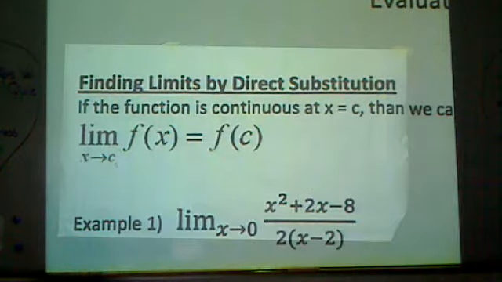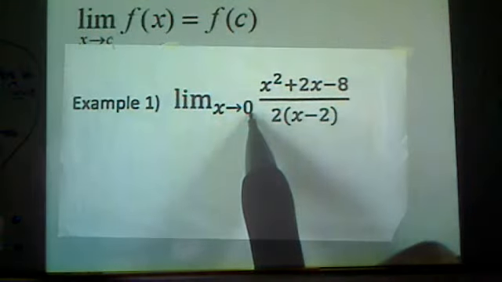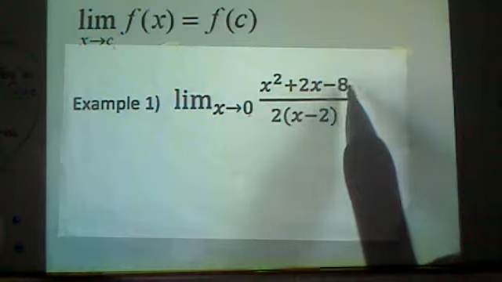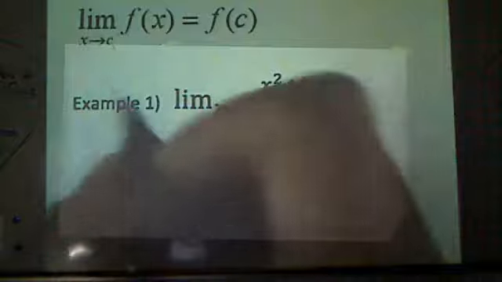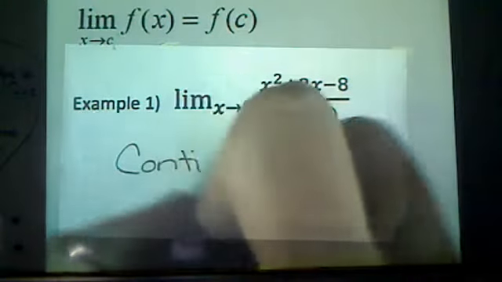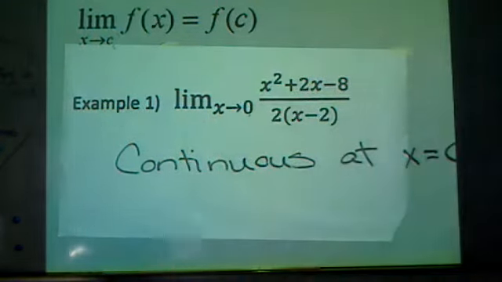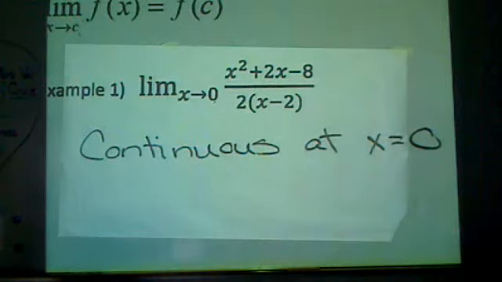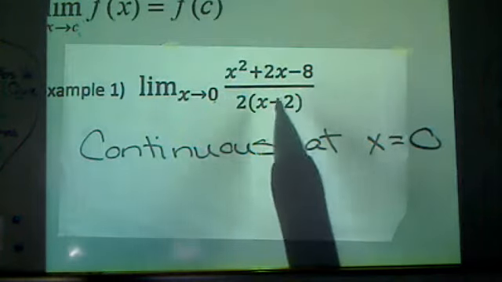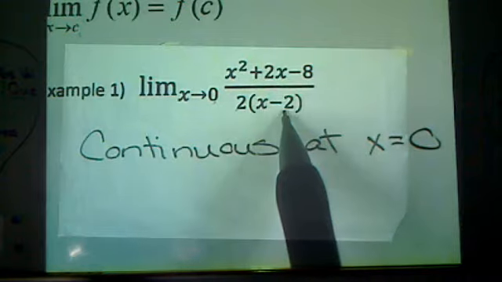Let's look at the very first example. Example 1. Find the limit as x approaches 0 of x squared plus 2x minus 8 over 2 times x minus 2. The first question is, is this function continuous at x equals 0? So if we were to plug 0 into the function, would it create a hole? Would it create a vertical asymptote? Vertical asymptotes are created when the bottom is 0. So when I plug 0 in here, I get 2 times negative 2.